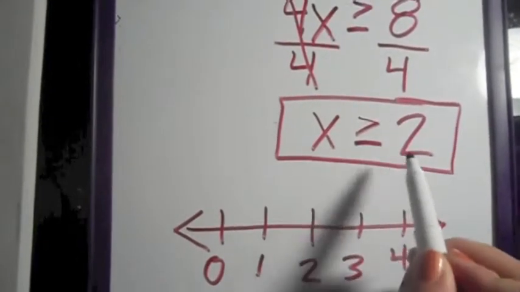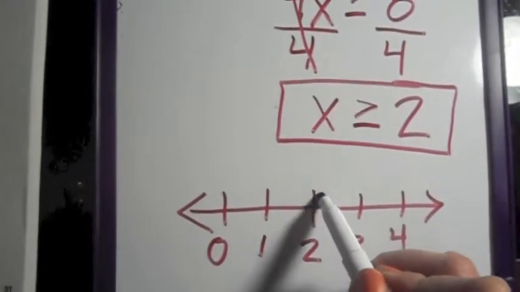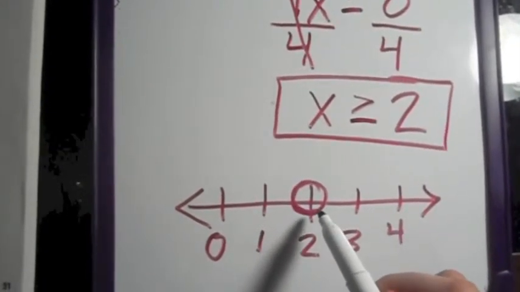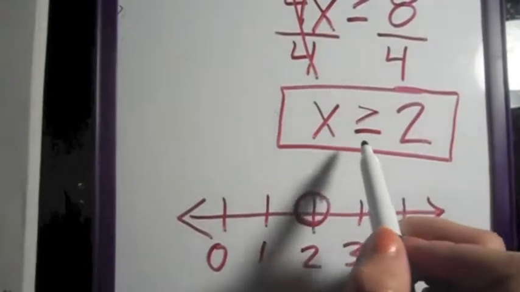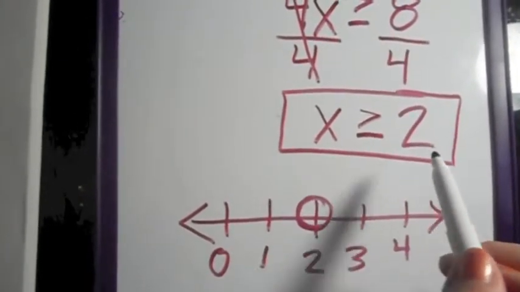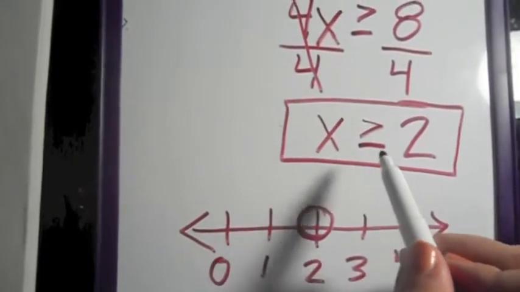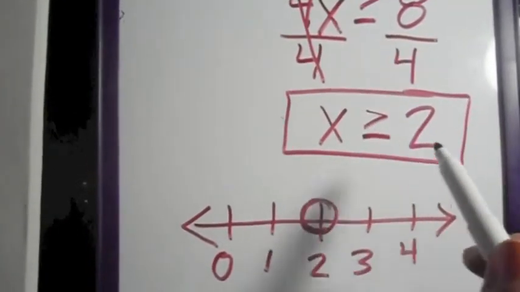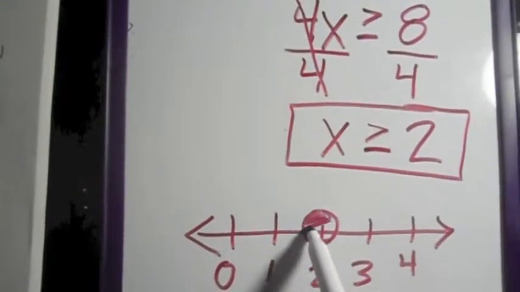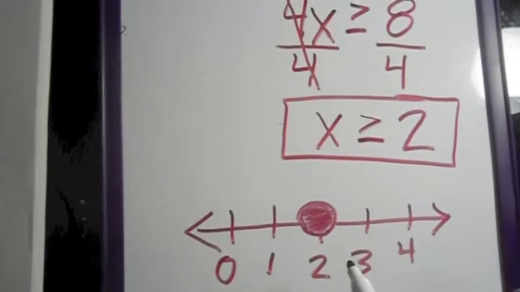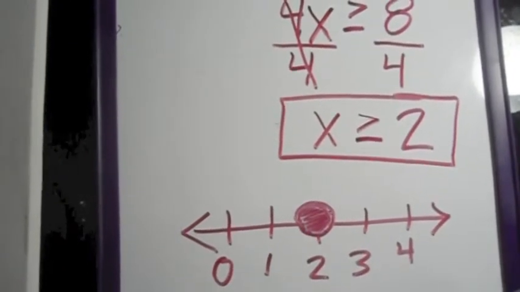Well, we know that the point is at 2, so I'm going to put a point. If we're going to fill the circle, that means it has to be equal to 2. Can it be equal to 2? Yes. X can be equal to 2 because x is greater than or equal to 2. So we'll fill it in. Now we have to decide which side to bold. Let's plug in some numbers.